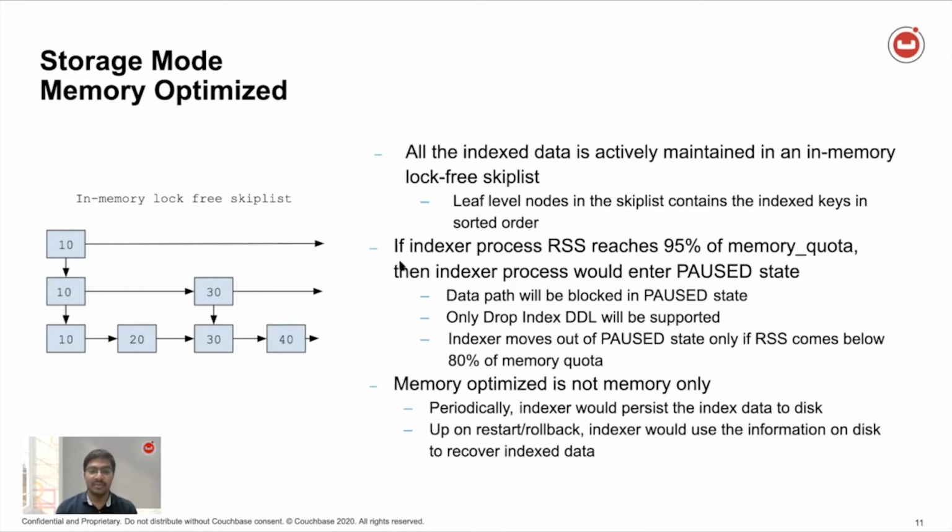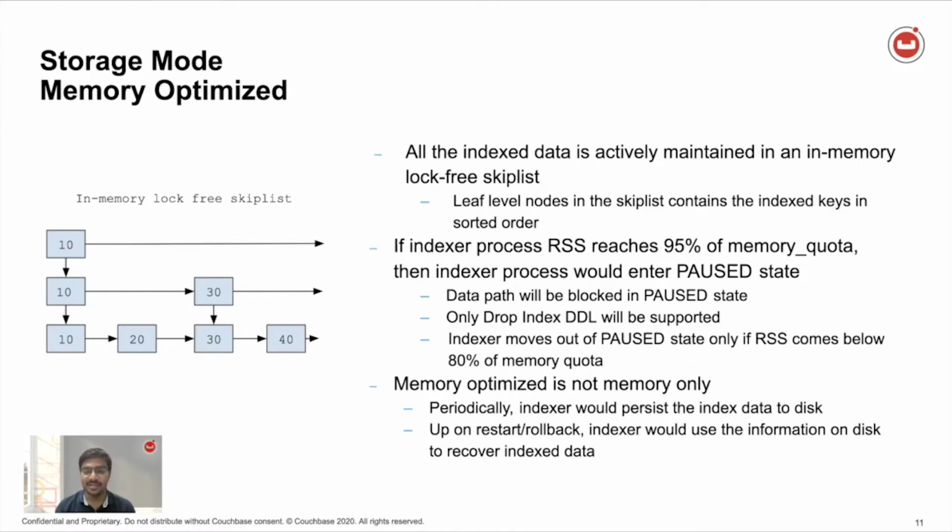In memory optimized storage, if the indexer process RSS reaches 95% of the configured memory quota, then the indexer process would enter a pause state. In pause state, the data path will be blocked. This means any changes that happen to the documents while the indexer is in pause state will not be processed by the indexer immediately. Only drop index DDL is supported in the pause state, and the create and build index would fail. Indexer moves out of the pause state only if the RSS comes below 80% of the memory quota.